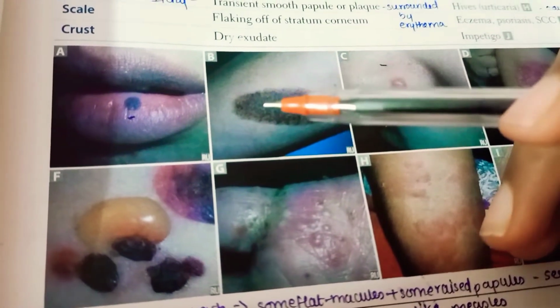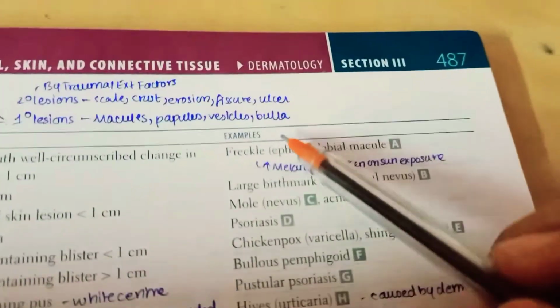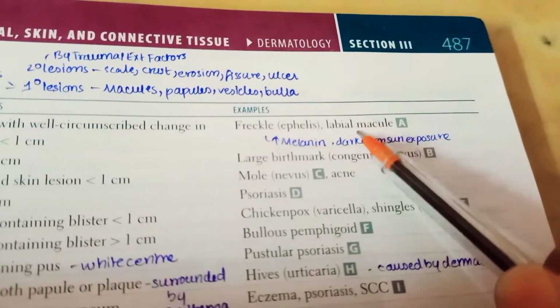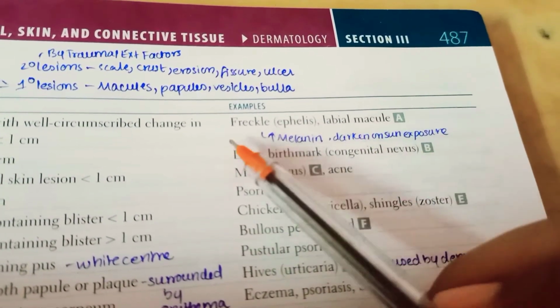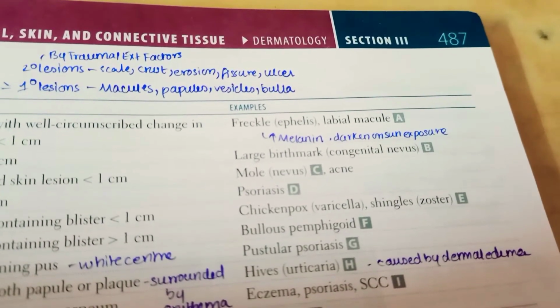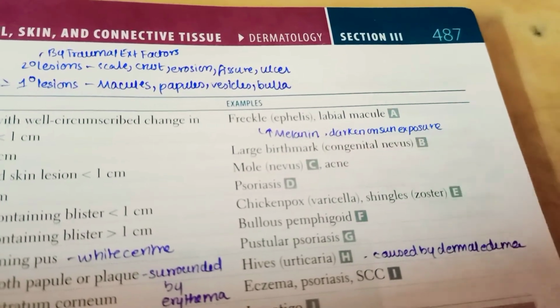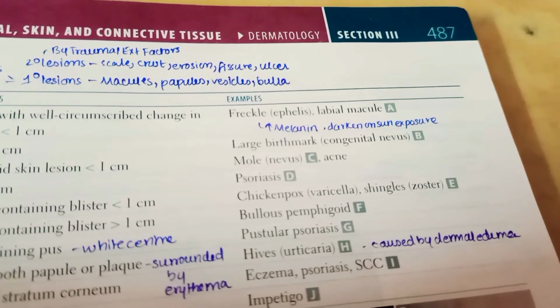Freckles are seen on the face, and that is also an example of a macule. So macule examples are freckle and labial macule. I showed a labial macule. A freckle is on the nose, between the nose and eyes. You'll get this because of increased melanin production, and it will also darken on sun exposure.